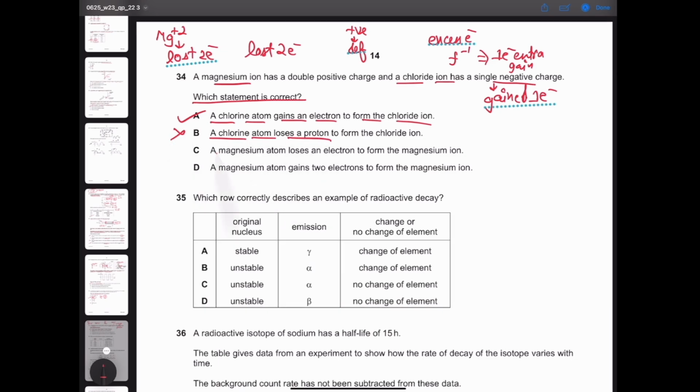Magnesium atom loses an electron to form the magnesium ion. No. It has double positive charge, so it should lose 2 electrons. Magnesium atom gains. No. Magnesium atom loses. Answer is clearly A. Now, 35.